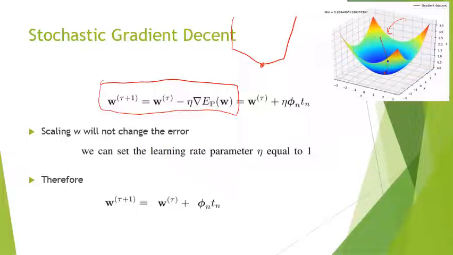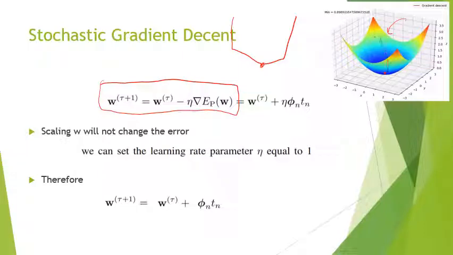Now there is a small mathematical change here. Because you can scale your w, scaling w will not change an error. So we can set the learning rate eta to accommodate this equation. We can scale our w so that my eta will get to 1.